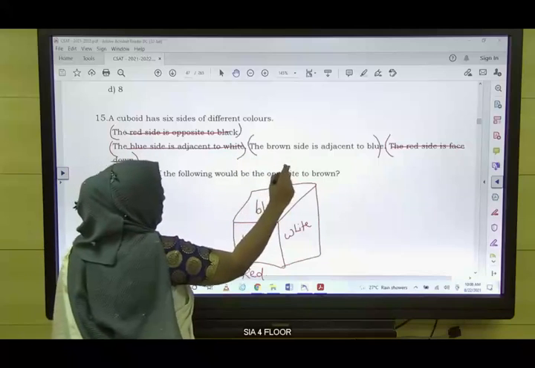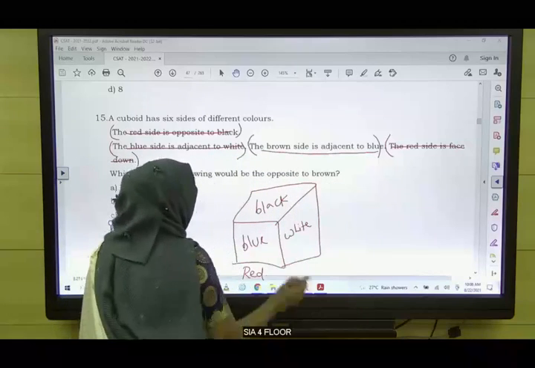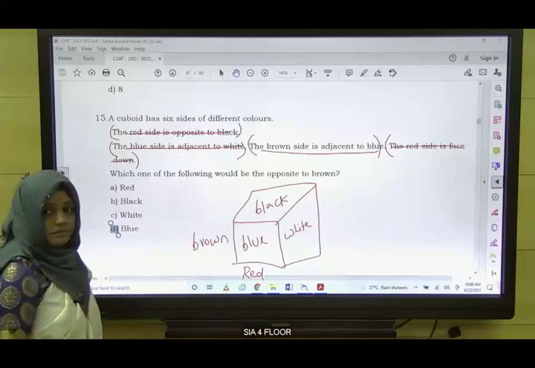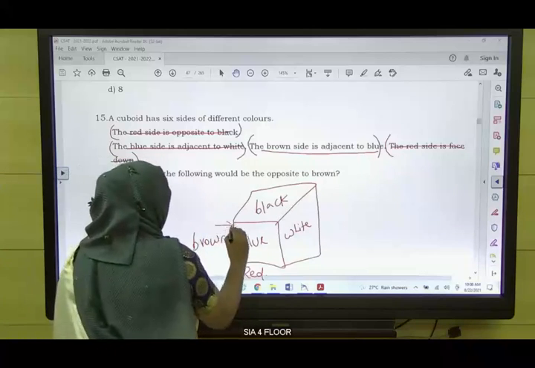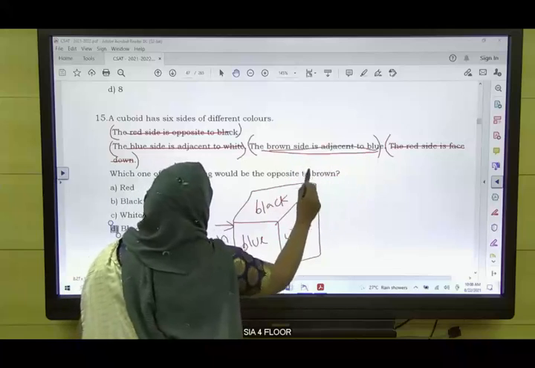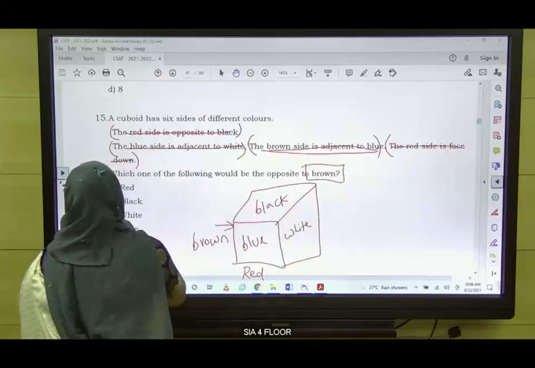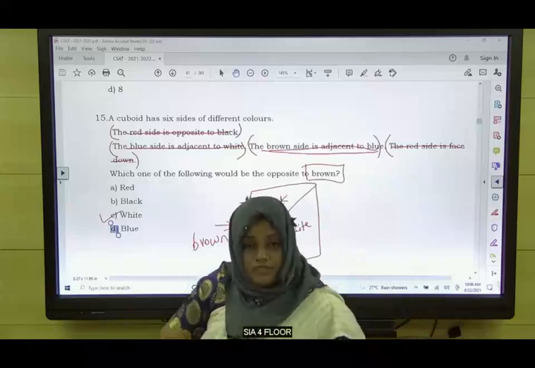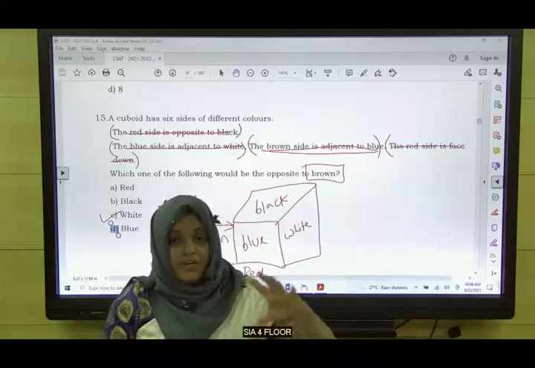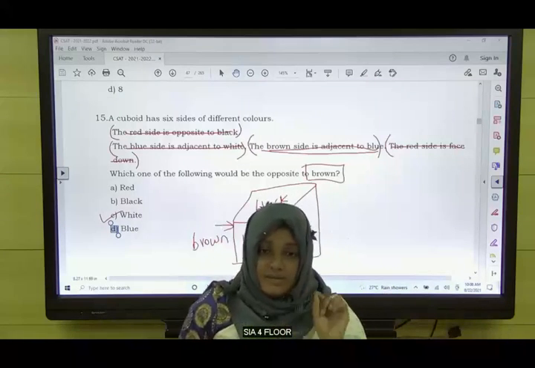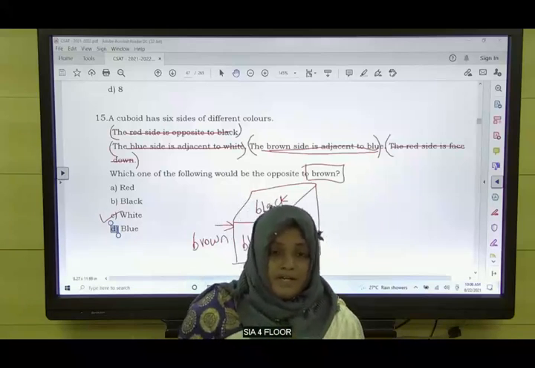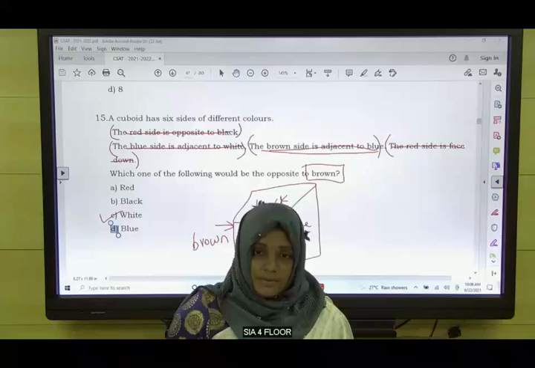Now only 1 clue is left. That is brown is adjacent to blue. So brown obviously has to be on this side. The other face we don't know. Okay, fine. Now what is opposite to brown? It's white. But however you write, even if you change blue, white and brown, on any faces, any side, you will get the same answer only. That you should know very clearly.